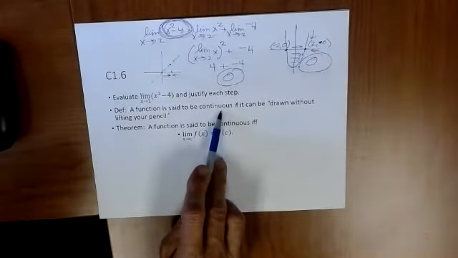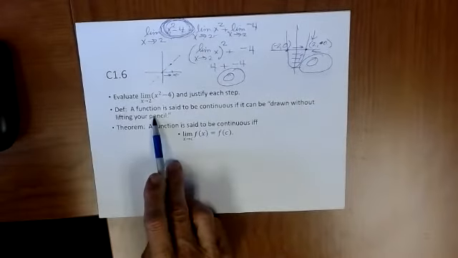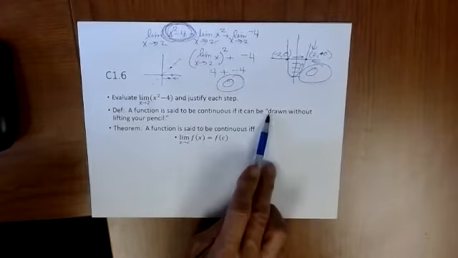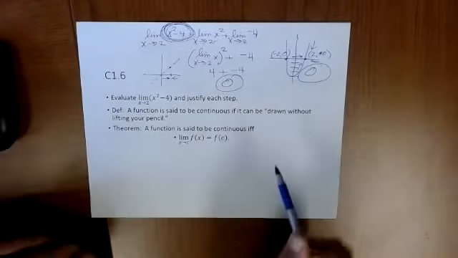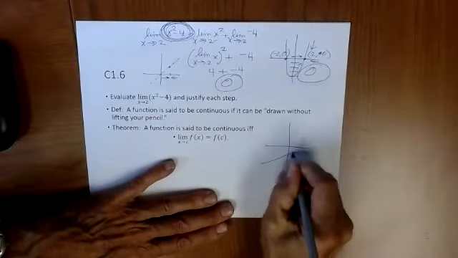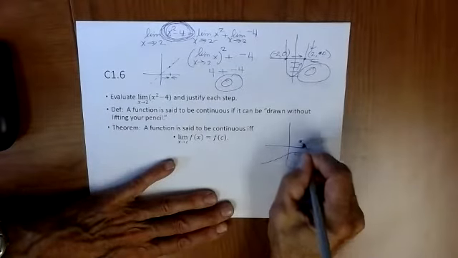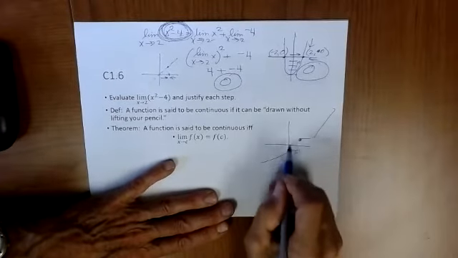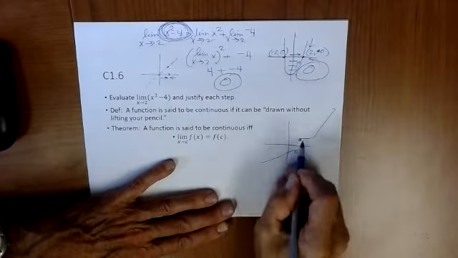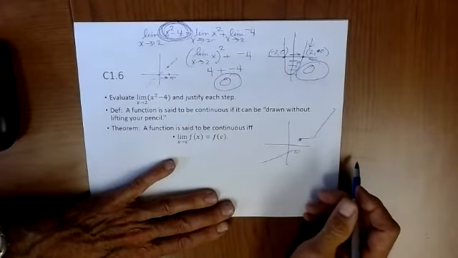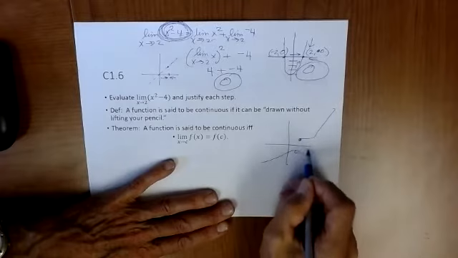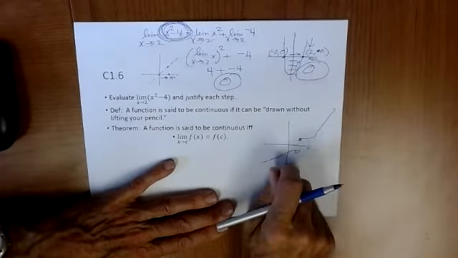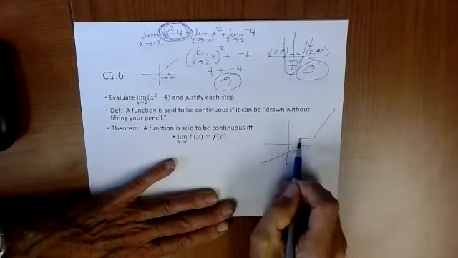Let's talk about a function. A function is said to be a continuous function if it can be drawn without lifting your pencil. This is not the strict mathematical definition, but it is a good definition. If you have to lift your pencil, look at this. That's a function. Each x only goes to one y value, but I cannot draw it without lifting my pencil. So this is not continuous. Functions that have breaks, asymptotic lines, and whatnot are not continuous.